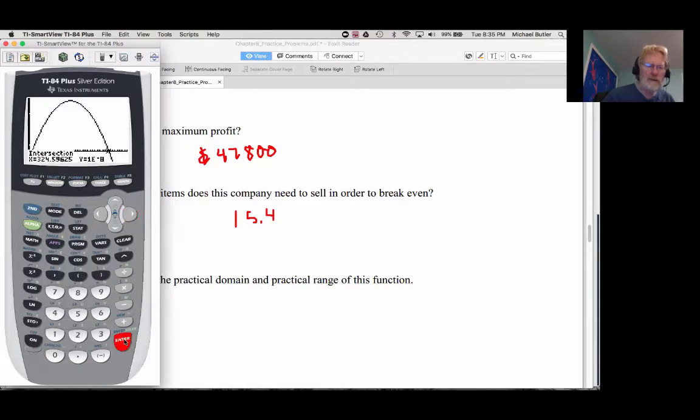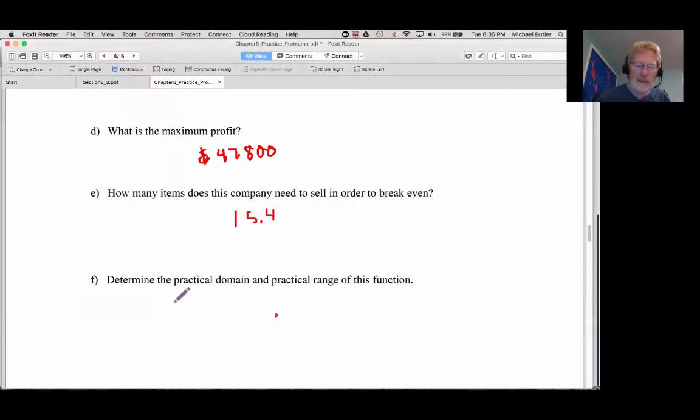And so it seems like about 324 or so is the upper end. They don't want to make any more than that. So the practical domain here is going to be from 0 out to 324-ish, right?